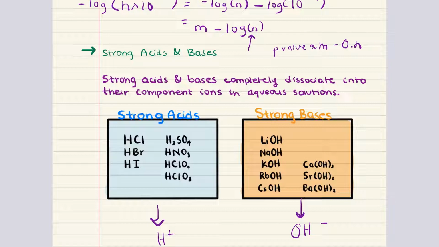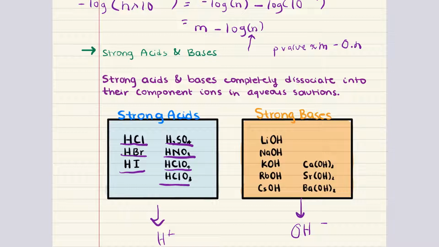Now here what you see is a list of the common strong acids and bases that you may encounter on the MCAT. I highly recommend remembering the strong acids and the strong bases. So the strong acids include hydrochloric acid, hydrobromic acid, hydroiodic acid, sulfuric acid, nitric acid, perchloric acid, and chloric acid.